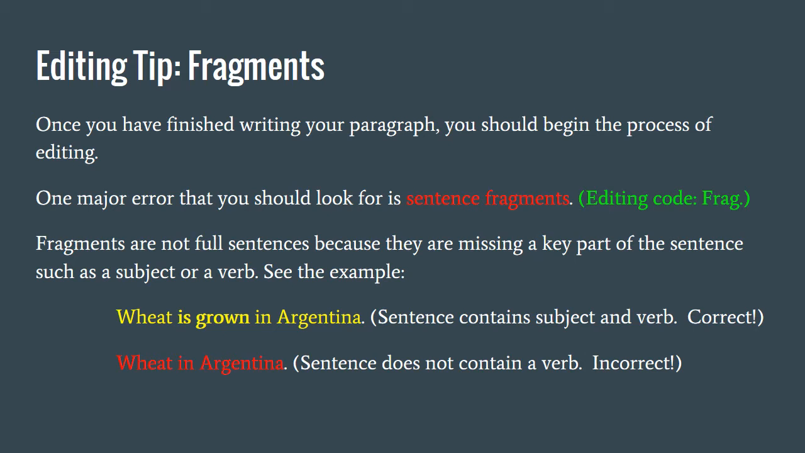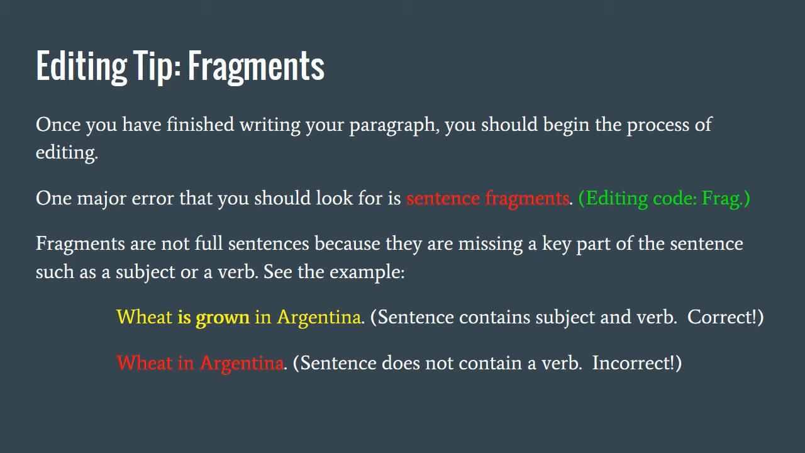If I'm giving feedback on a paper, I may just write the word "frag," and maybe you've seen it with a teacher before. They've just written on your paper "frag" with a period or something like that. That tells you that your sentence is not a complete sentence and you need to complete it. So what is a fragment? Fragments are not full sentences. They are missing a key part of the sentence, such as a subject or a verb. Let's look at these examples.